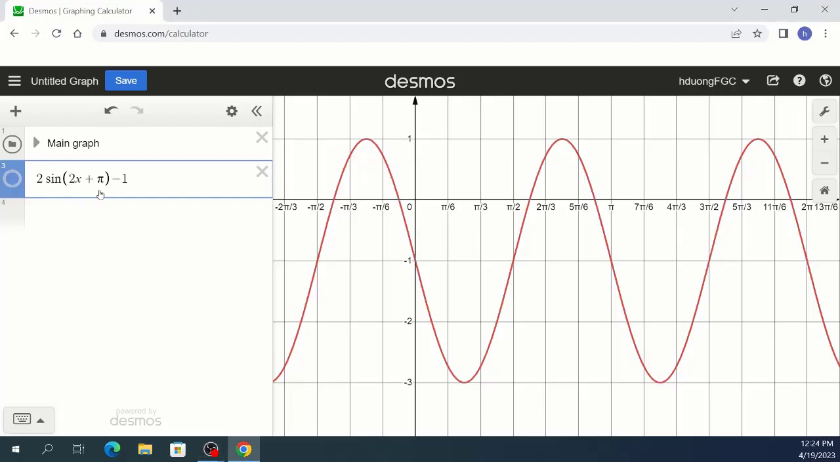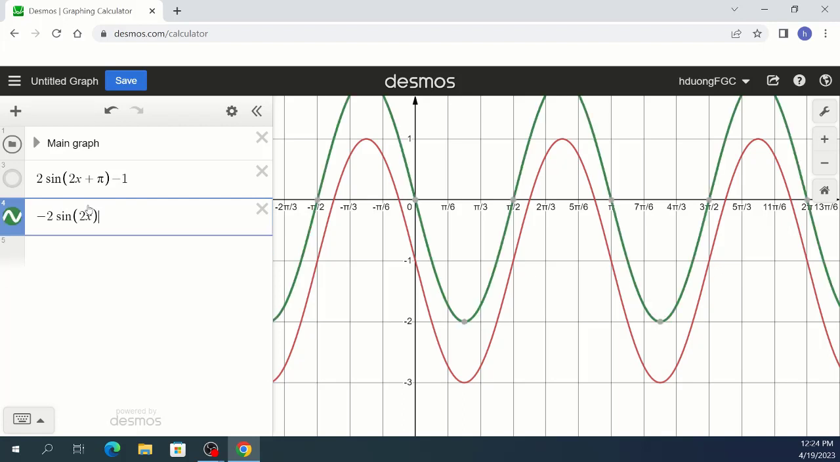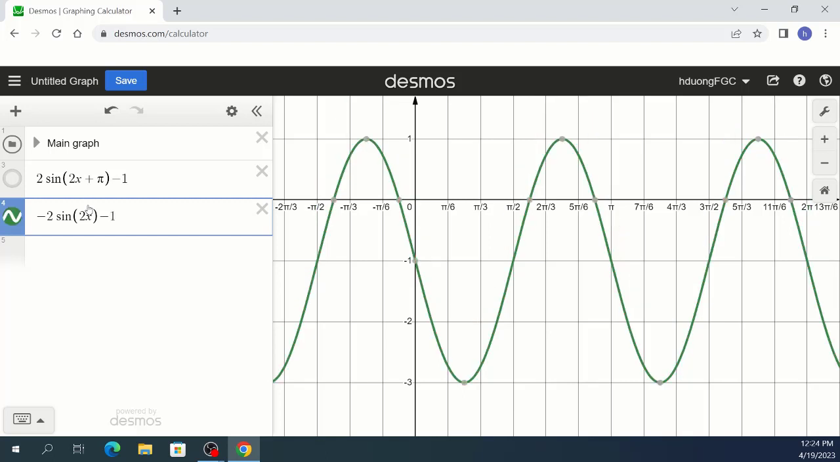Right now I don't need this graph anymore. I can just leave it there, right? So the main graph is still here: -2 times sine of 2x. You see that green one right there that just popped out on the screen? -1. It gives you the exact same graph again. See what I'm saying?